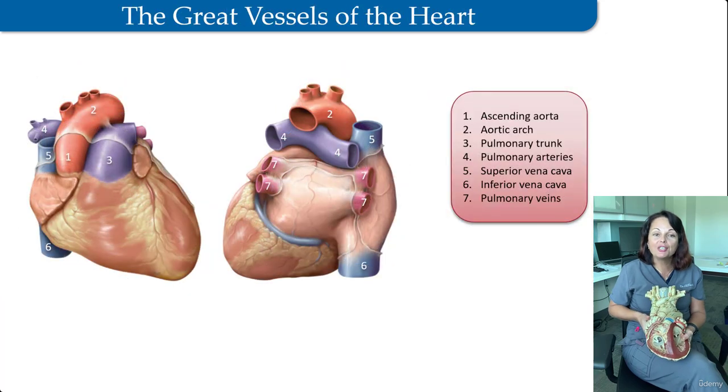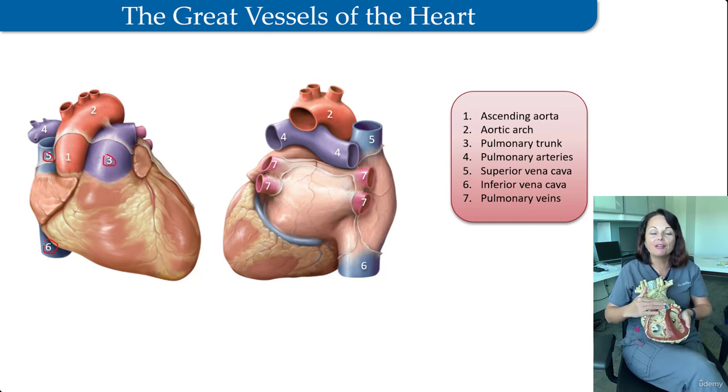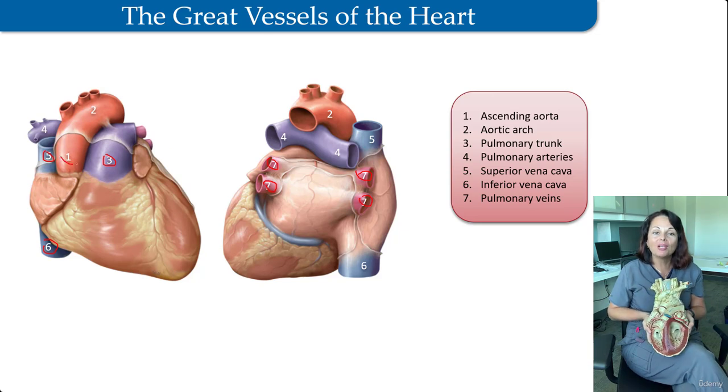The superior and inferior vena cava enter the right atrium. The pulmonary trunk begins from the right ventricle. 4 pulmonary veins enter the left atrium, and the aorta begins from the left ventricle. Now we'll add something new to what you've already known.